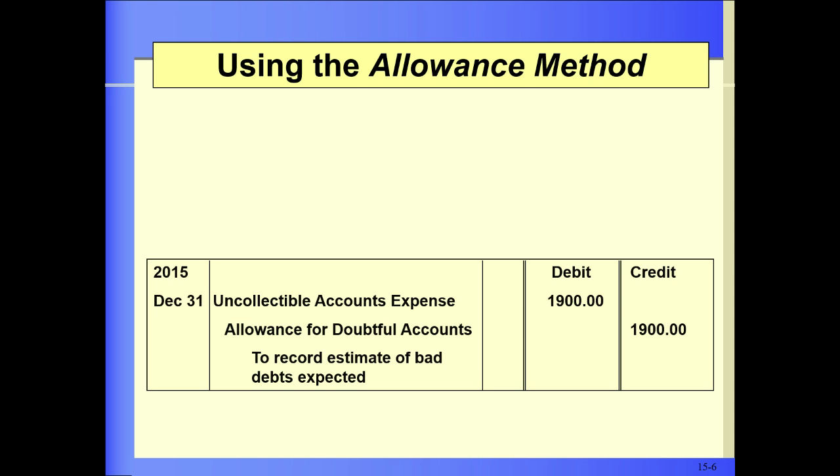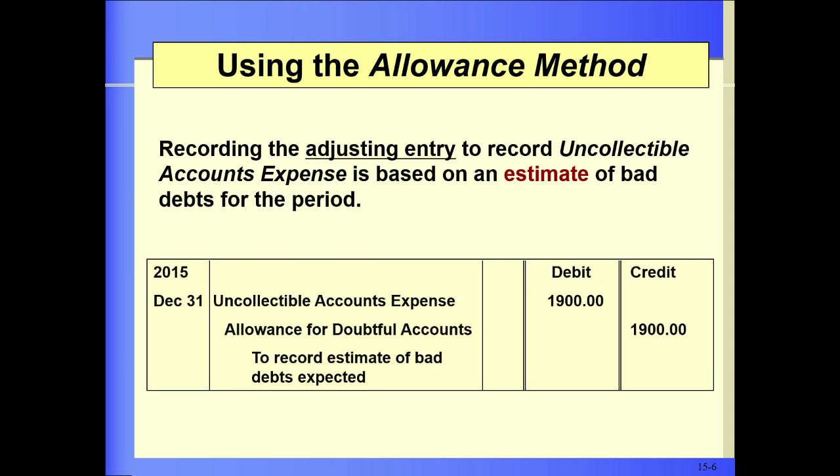The journal entry that we're going to use to adjust these accounts is we're going to do a debit entry to uncollectible accounts expense for the amount that we estimated, and then increase the balance with a credit entry of allowance for doubtful accounts.